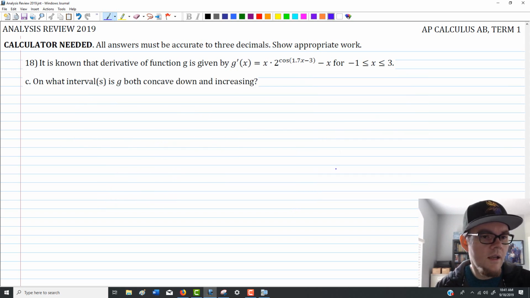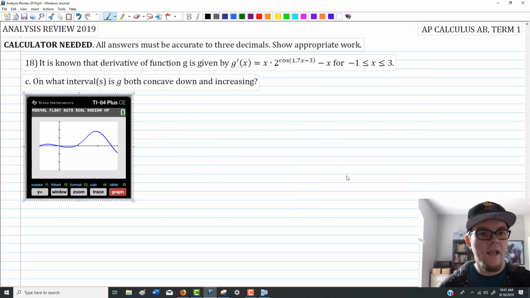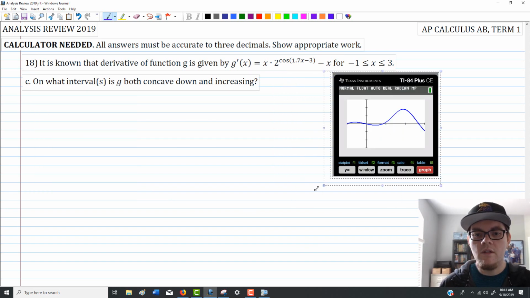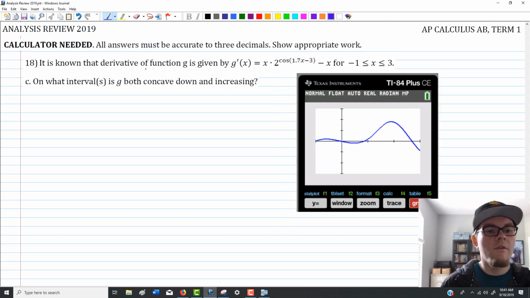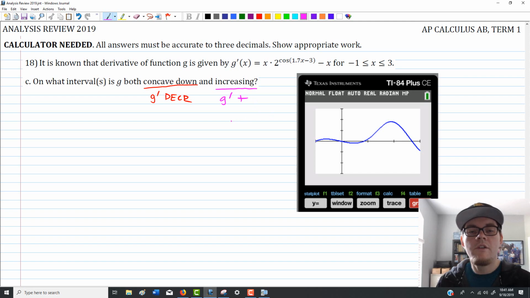Okay, C. On what intervals is G both concave down and increasing? So this is one of those favorite questions. A couple properties to look at here. First and foremost, if we want G to be concave down, that means G prime needs to be decreasing. And second, if we want G to be increasing, that means we need G prime to be positive. So we're looking for all sections of the graph where G prime is both positive and decreasing.